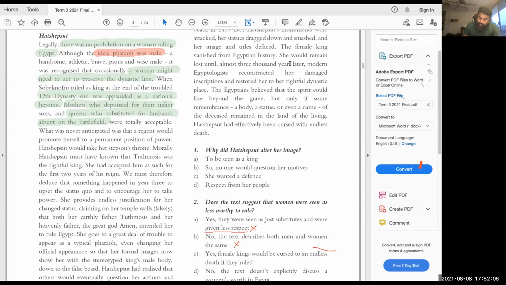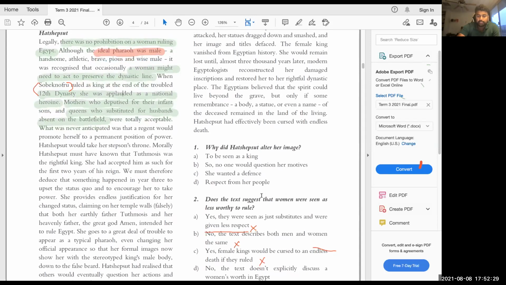See? Yes, female kings would be cursed to an endless death if they ruled. No. When Soben Kunfru, this lady here, ruled, he was seen as a great national hero. So it doesn't mean that they're cursed to an endless death. And finally, no, the text doesn't explicitly discuss a woman's worth in Egypt.